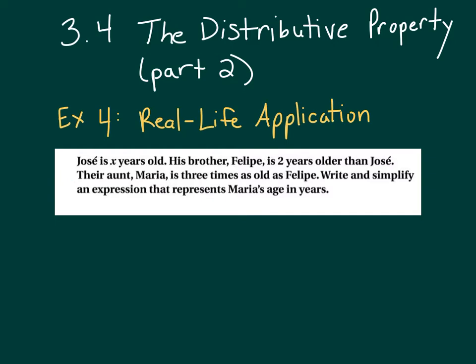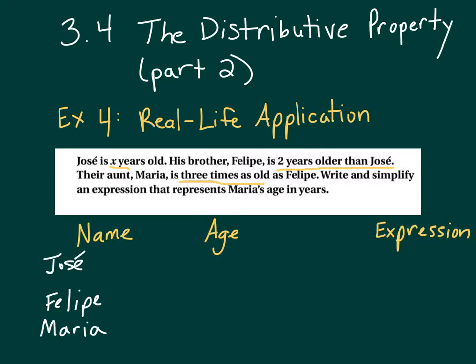Jose is x years old, and his brother Felipe is 2 years older than Jose, and their Aunt Maria is 3 times as old as Felipe. They want you to write and simplify an expression that represents Maria's age in years. One way to start working on an expression is to look at the relationship that these three have based on the word problem.